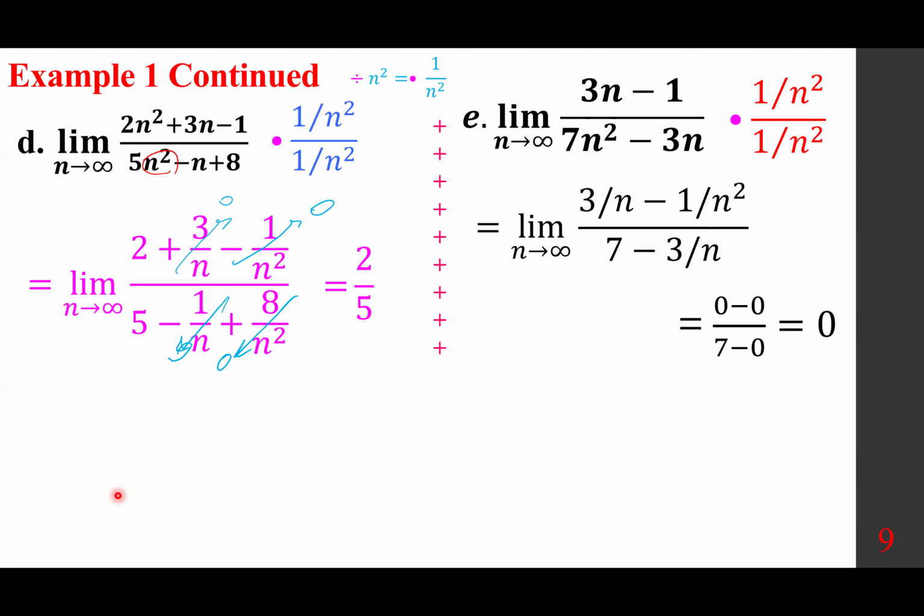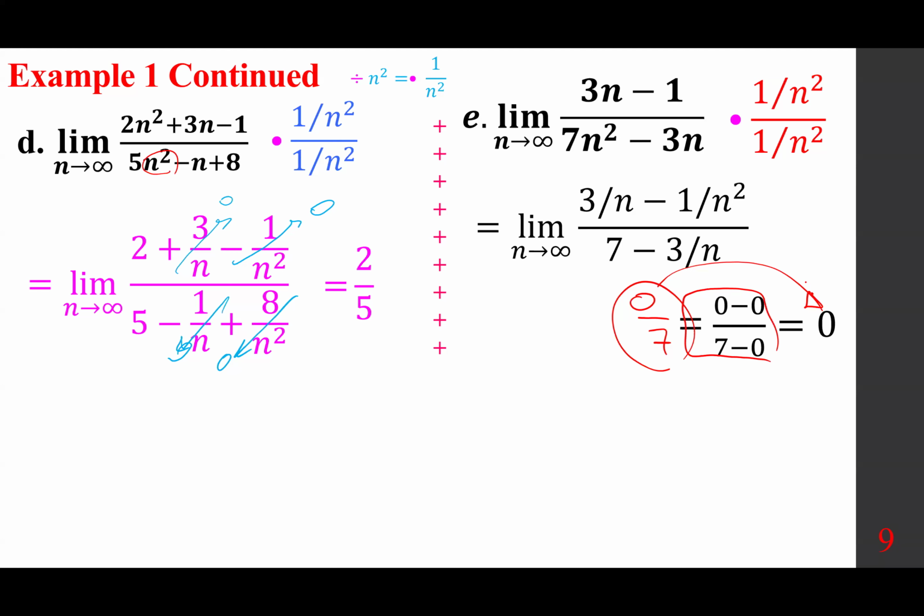It's important to know, I want to explain this. What you have here is 0 over 7, and 0 over 7 is 0, because sometimes we come across 0 over 0, which is indeterminate. We don't want to mix them up.